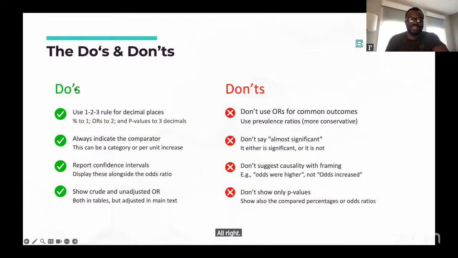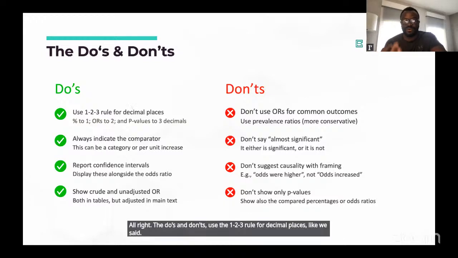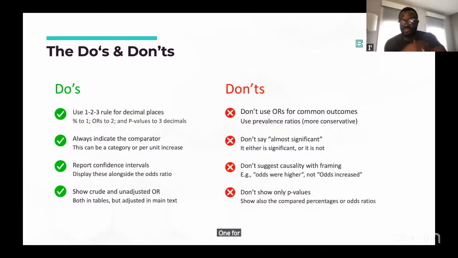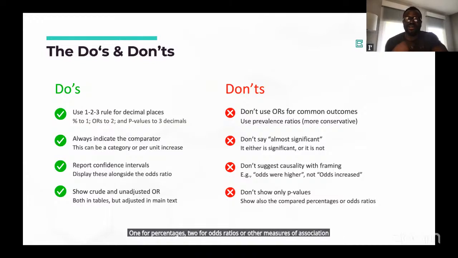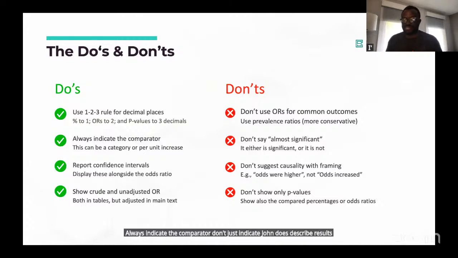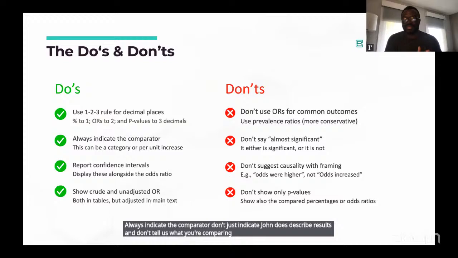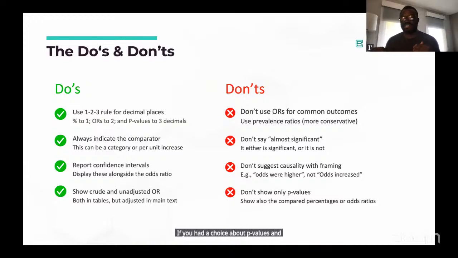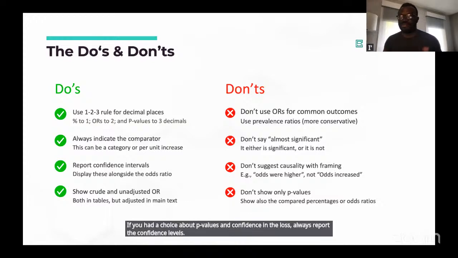The do's and don'ts: use the 1, 2, 3 rule for decimal places. Like we said, 1 for percentages, 2 for odds ratios or other measures of association, and 3 for p-values. Always indicate the comparator. Don't just describe results and not tell us what you're comparing the results to.